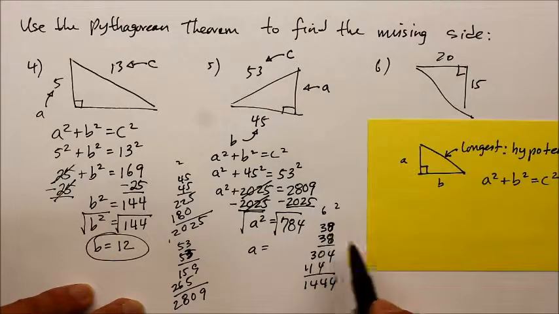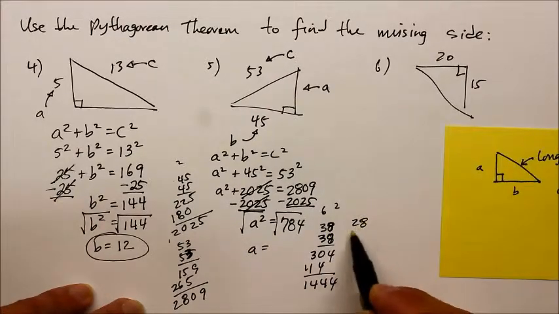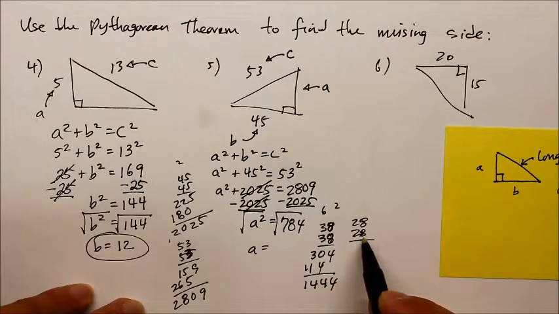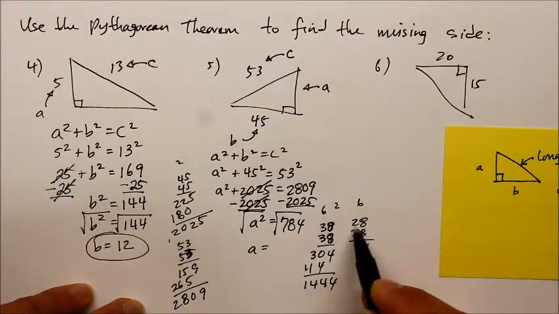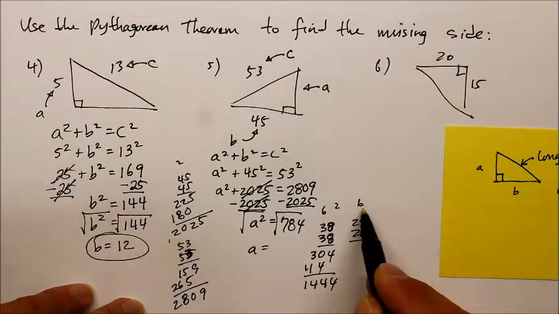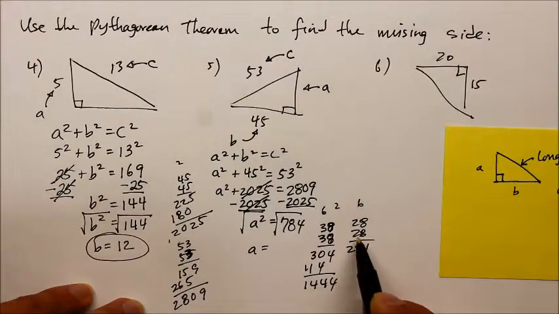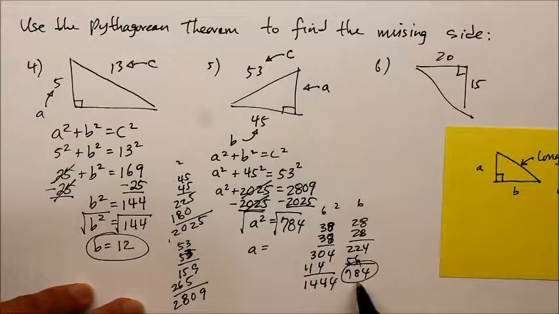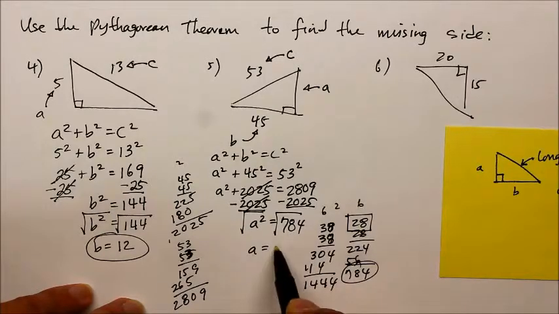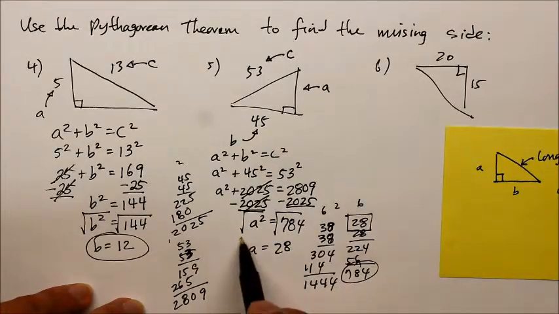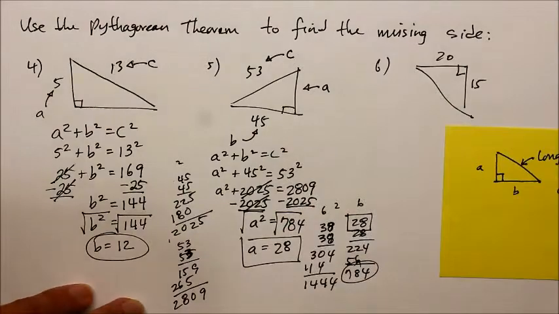How about 28 then? 28 times 28. 8 and 8 is 64. 2 times 8 is 16 plus the 6 is 22. Double the 28 is 56. 784. There it is. So it's 28 times 28. That gives you 784. So the square root of 784 is 28. The missing side is 28.